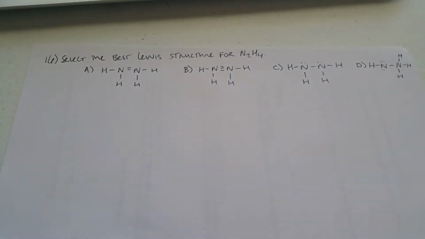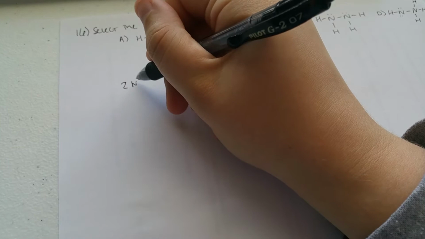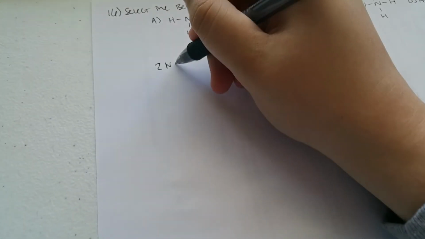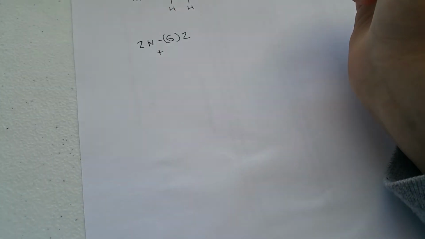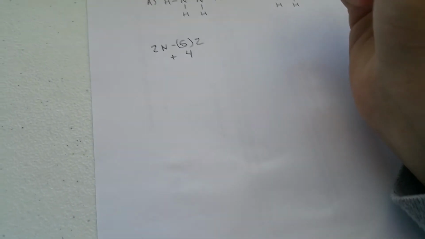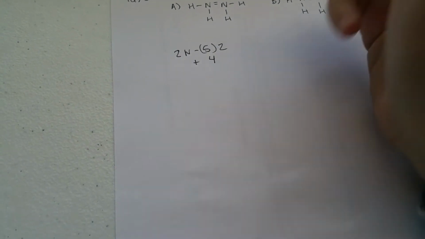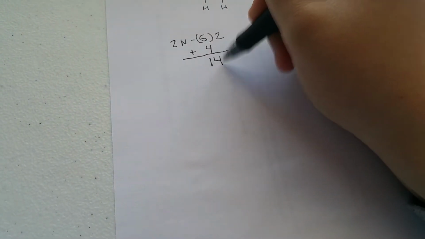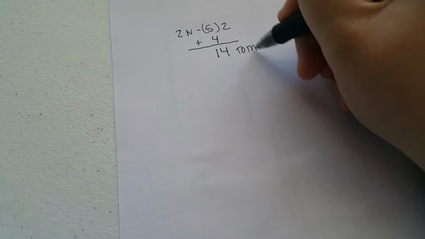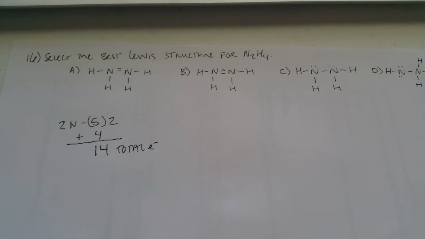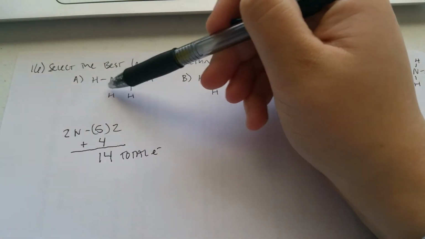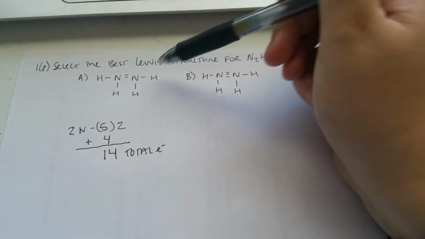We're just going to find the total amount of valence electrons we should be expecting in a structure. So there's two nitrogens, so that's 2N. Nitrogen has 5 valence electrons, so we multiply that by 2, and we're going to add that with 4 because hydrogen has 1 valence electron and there's 4 hydrogens. So we're expecting 14 total electrons in our structure. And y'all should know how to count, but just in case, 2, 4, 6, 8, 10, 12.